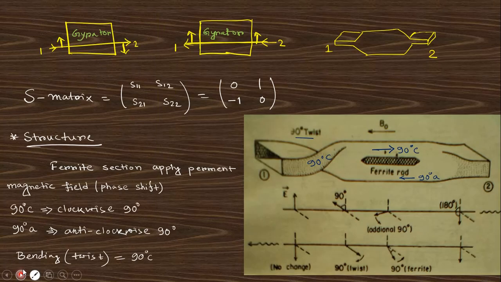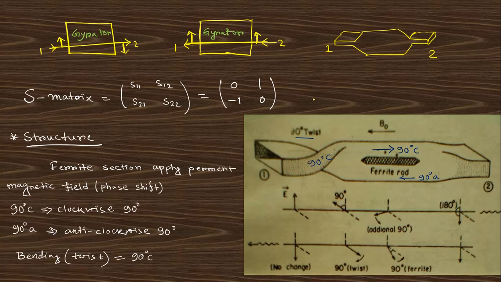I think that's clear. You can see there is a twist here. When it goes from 1 to 2, there is a 180-degree rotation, so the phase changes by 180. But when it comes from 2 to 1, there is 0-degree phase change, so it stays in the same phase. And when you want to write down the S matrix, S11 and S22 are 0 because there is no reflection.